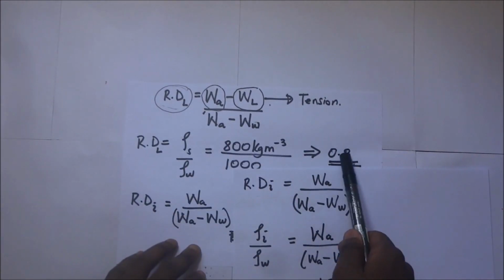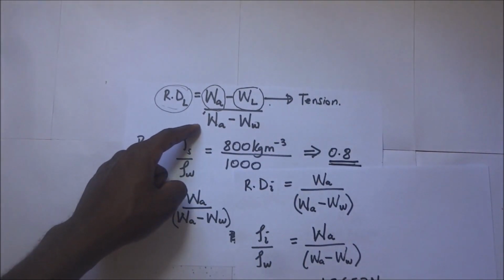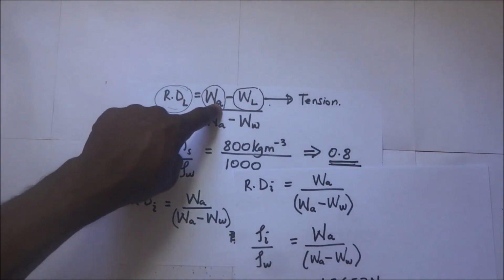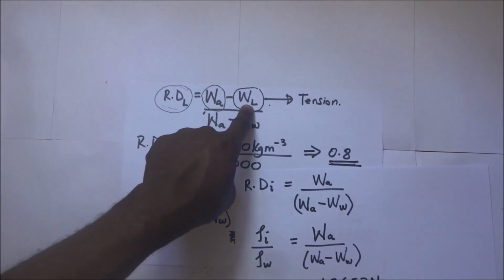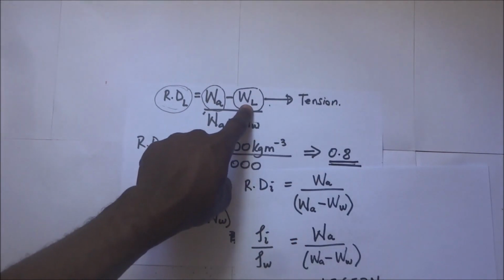So looking back at where we've come from, we already have the relative density of the liquid. We got it as 0.8. We have got this expression, which is this right here. We have the weight of the solid iron in air, so we can go ahead and make WL the subject of the formula, and we're able to get the tension in the string.